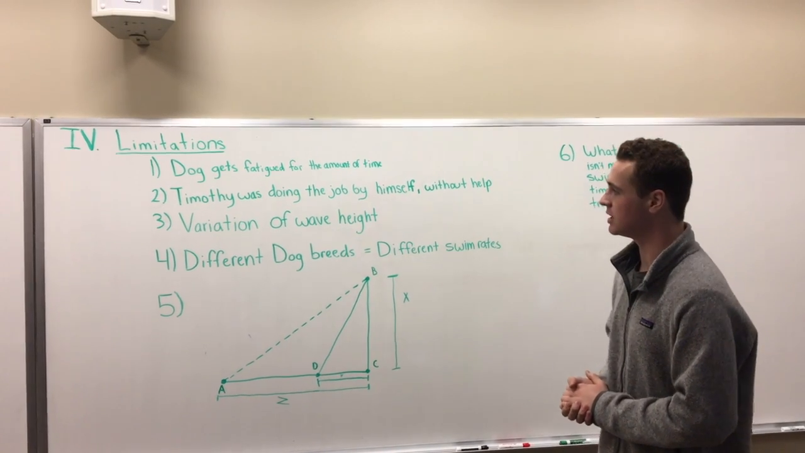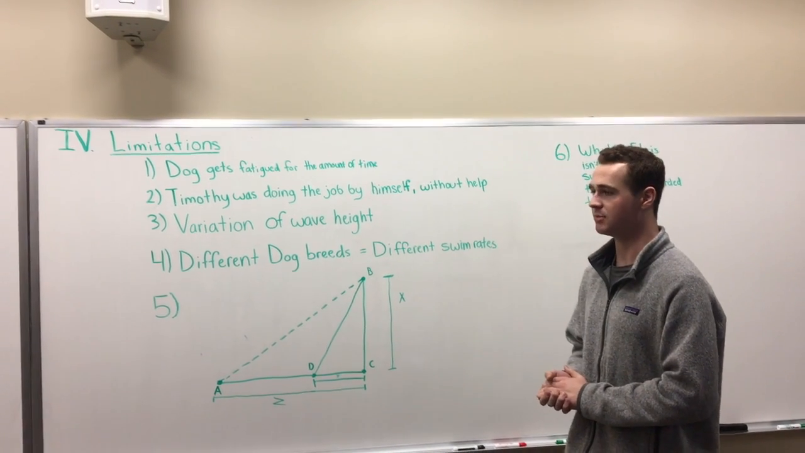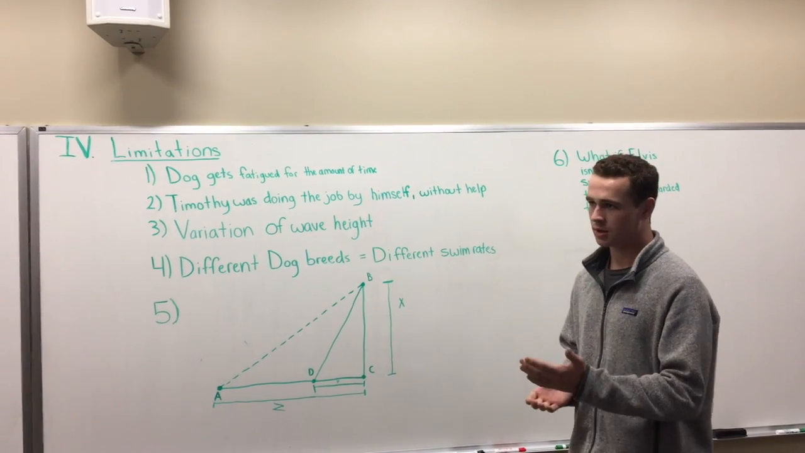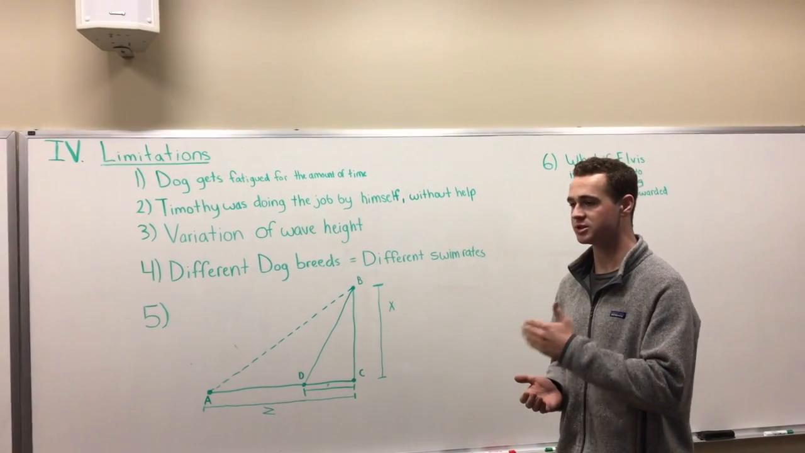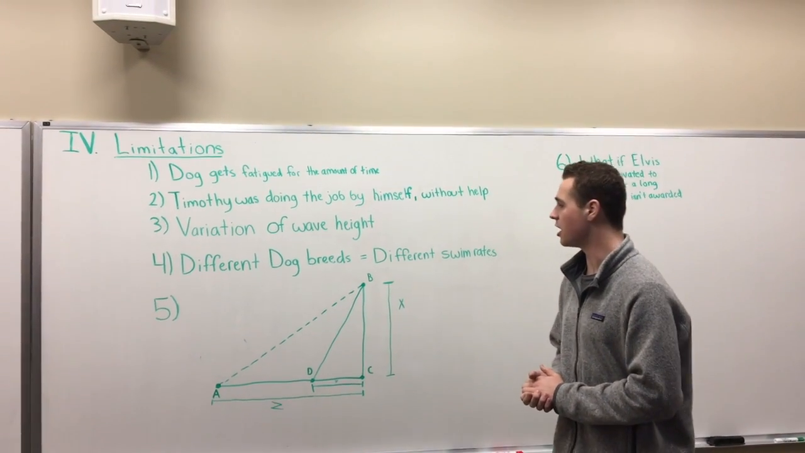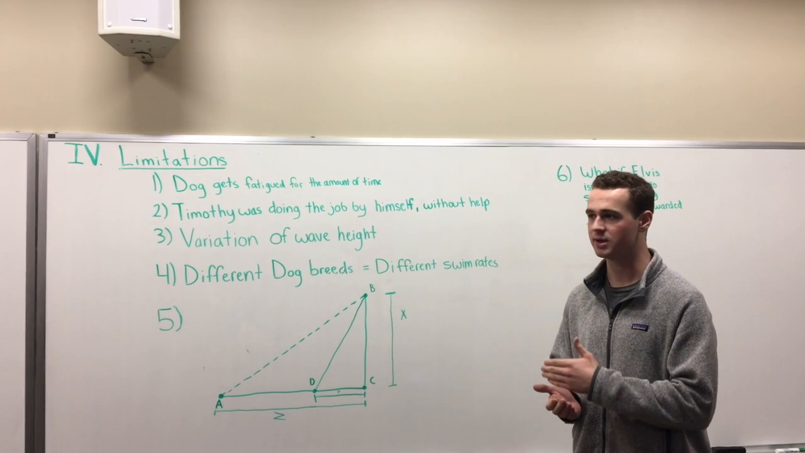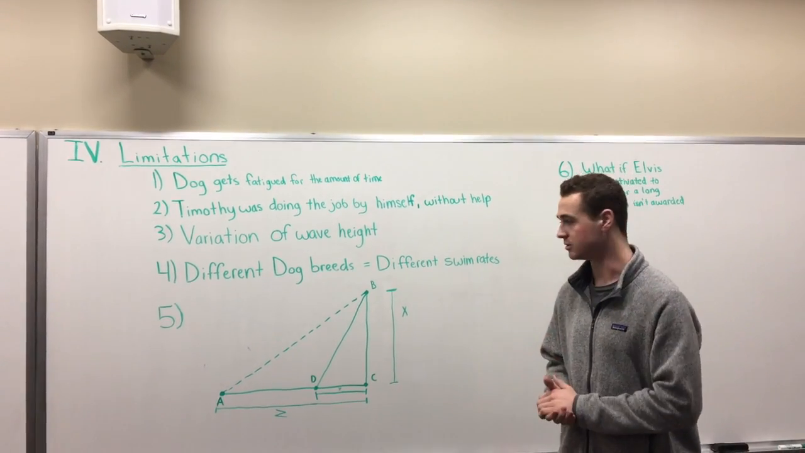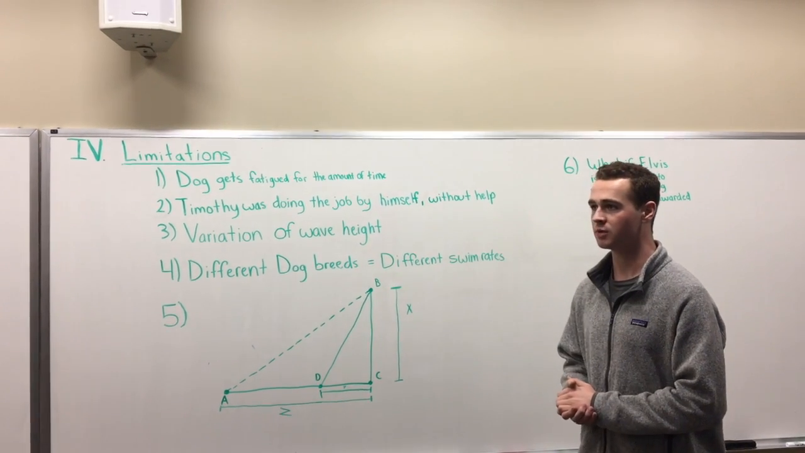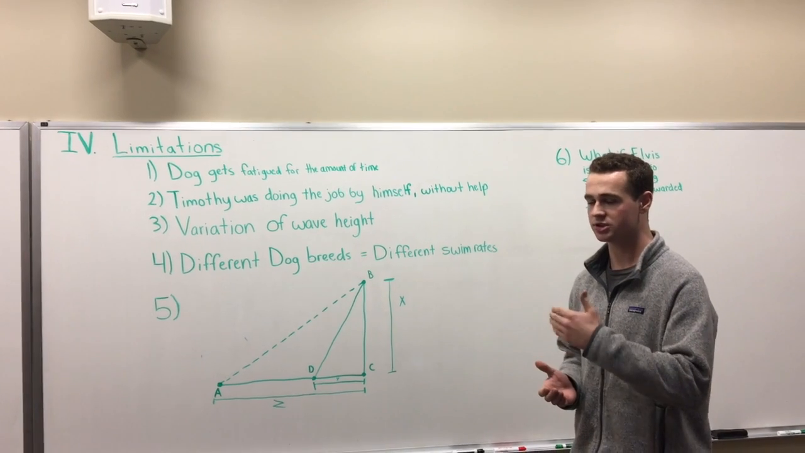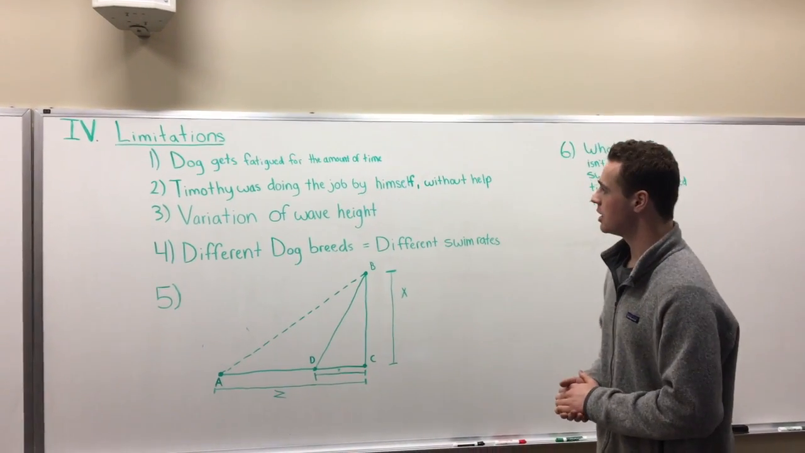Another limitation that we came up with was that Timothy, the guy, was doing this job by himself. And of course, when you're doing this job by yourself, that's an increased risk of having a little bit of error involved. We thought if he had other people helping, dropping the screwdriver or carrying the tape measure out to point B, we would get more accurate results throughout the course of more experiment trials.